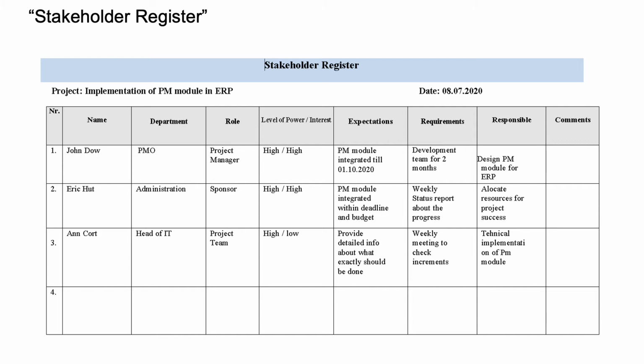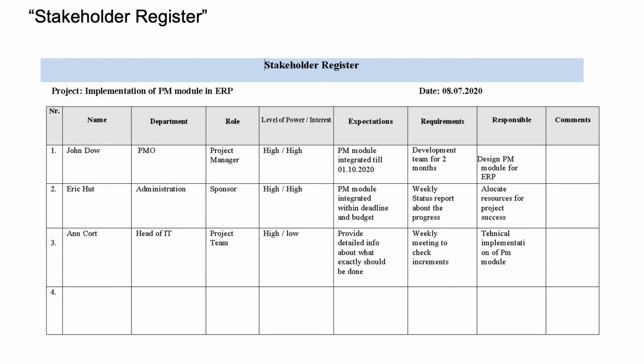Here we have a list of stakeholders on the left side. For example, John. He's a project manager from the project management office. He holds high power and interest for the project. Our project is the implementation of a project management model into the ERP system. And John expects that this model will be done by October 1st. In order to meet this deadline, he needs a development team for 2 months for a successful release. His primary responsibility is to design a flow for this module, including steps, templates, notifications, etc.